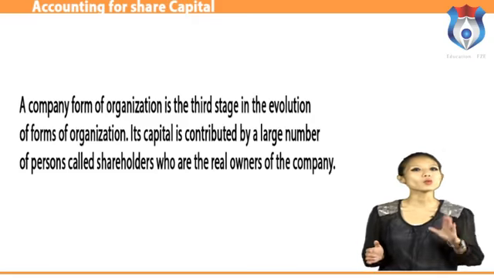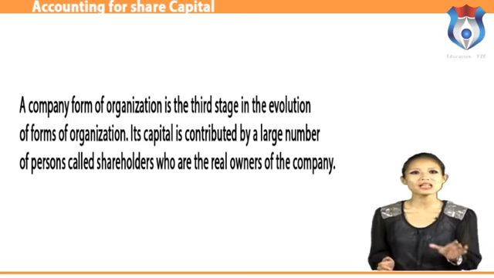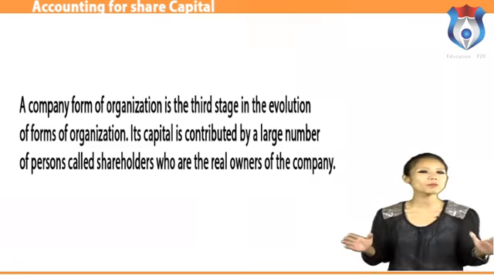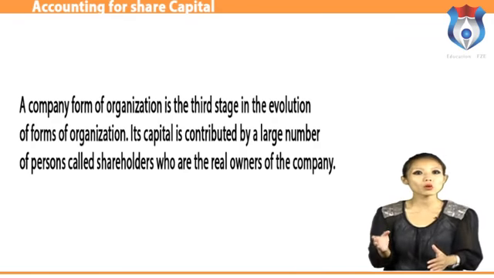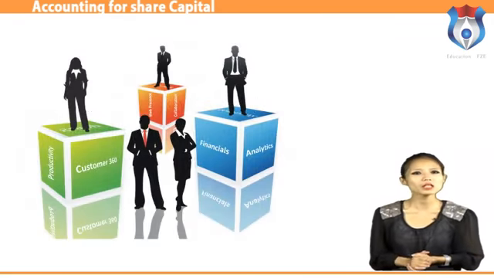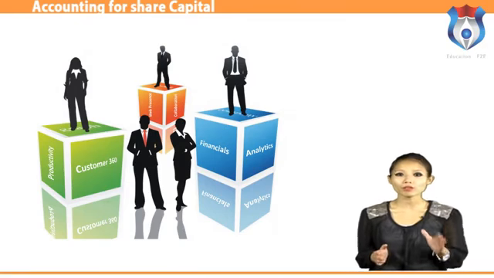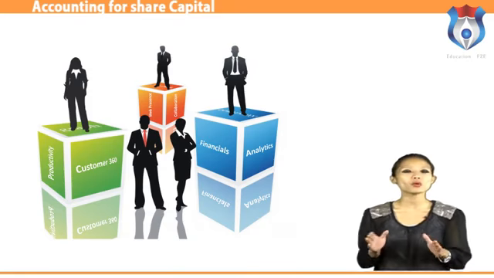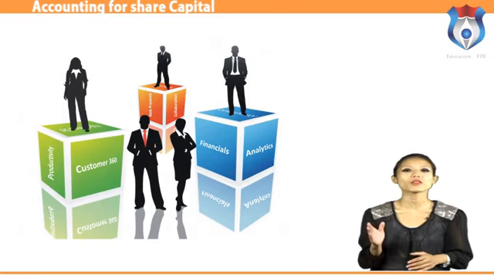Let us first understand what a company is. A company form of organization is a third stage in the evolution of forms of organization. Its capital is contributed by a large number of persons called shareholders who are the real owners of the company. But neither is it possible for all of them to participate in the management of the company, nor is it considered desirable. Therefore, they elect a board of directors as a representative to manage the affairs of the company.